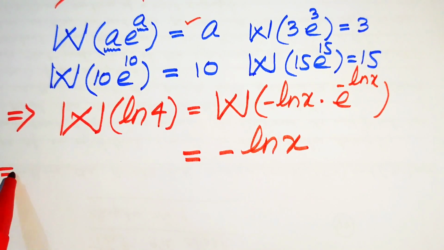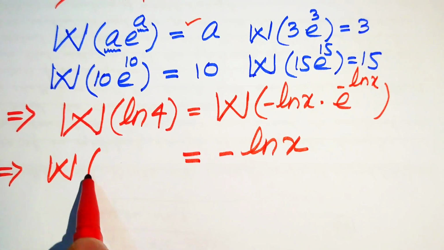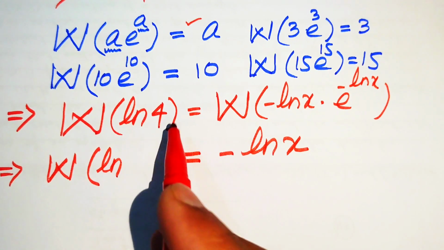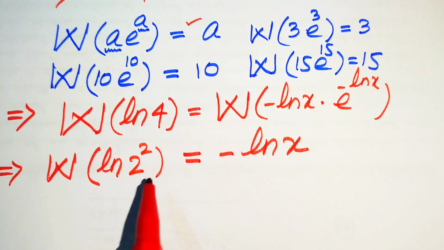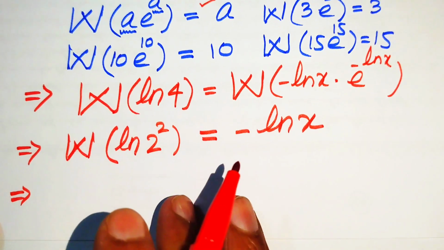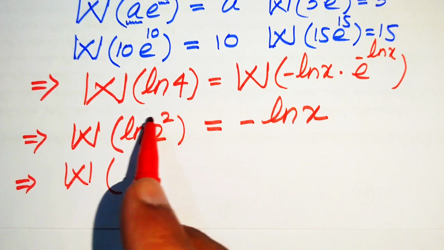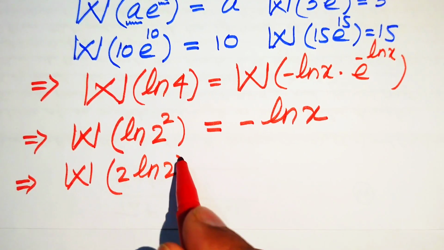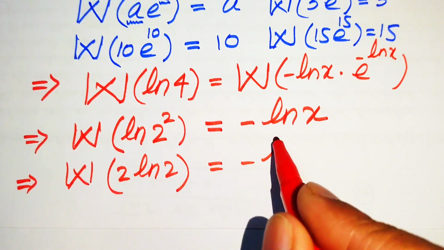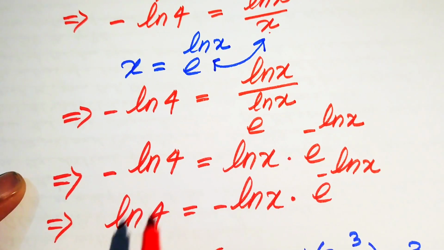So here we write this W of log 4. So now we rewrite this expression as log of 4, and we write this 4 as 2 squared, and here we apply the property of log, and it will be written as, we move this 2 in front of this log, and it will become 2 times log 2 equals minus log x. So here we write this fact.